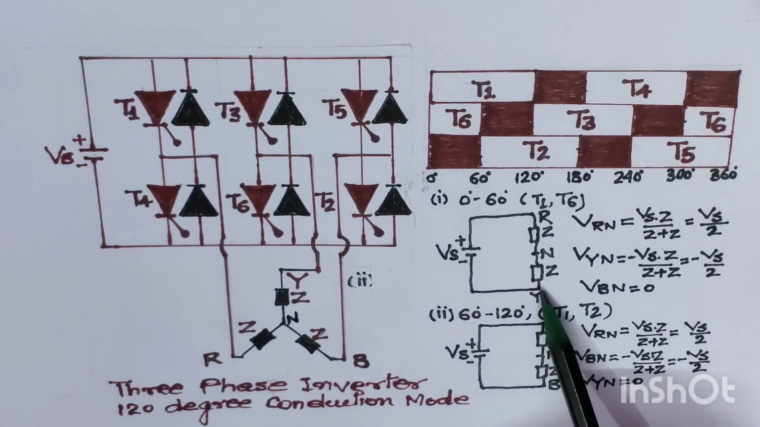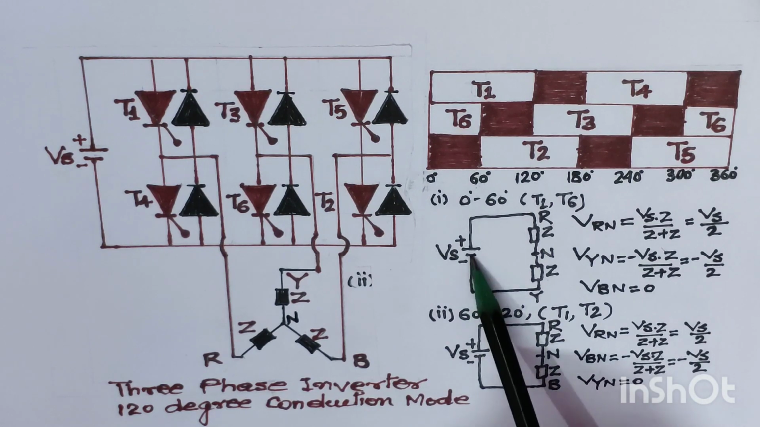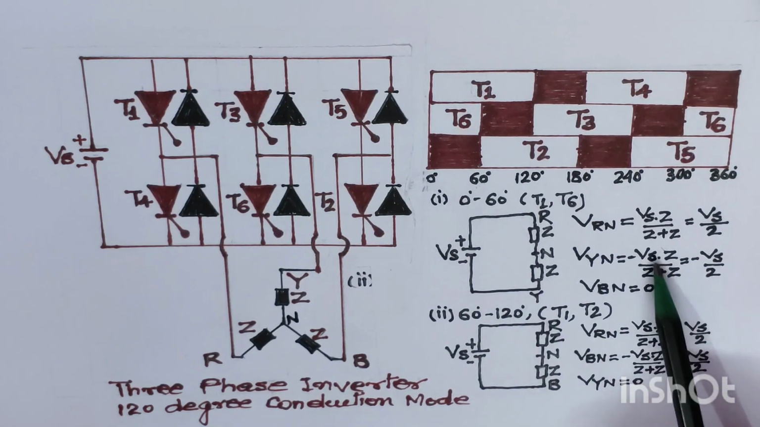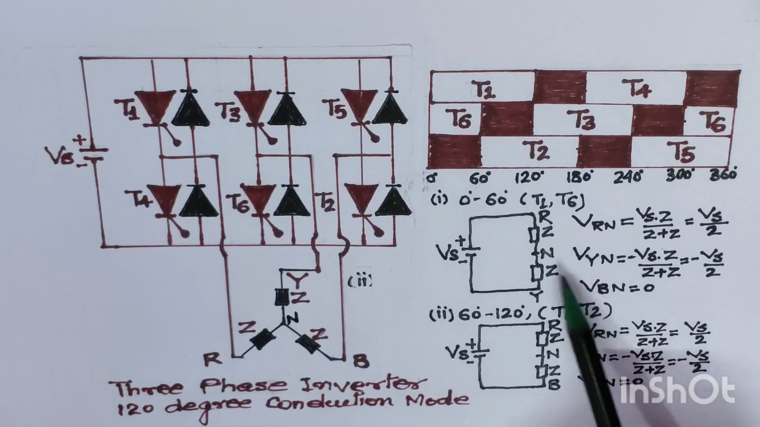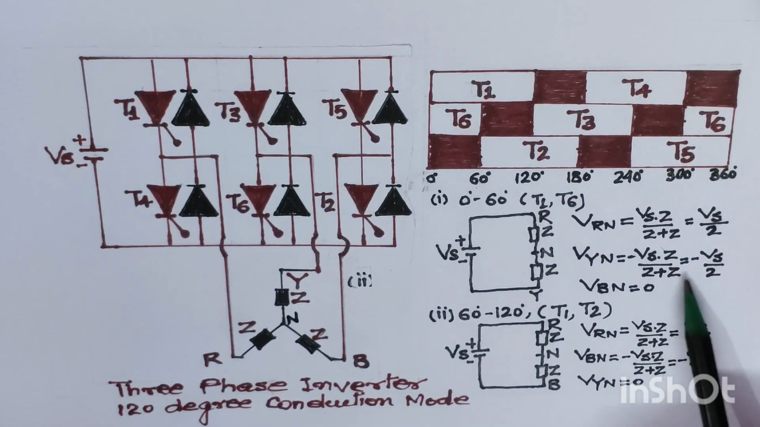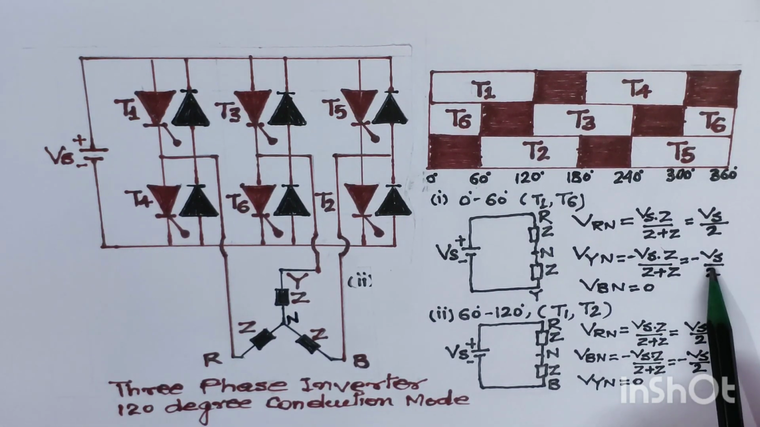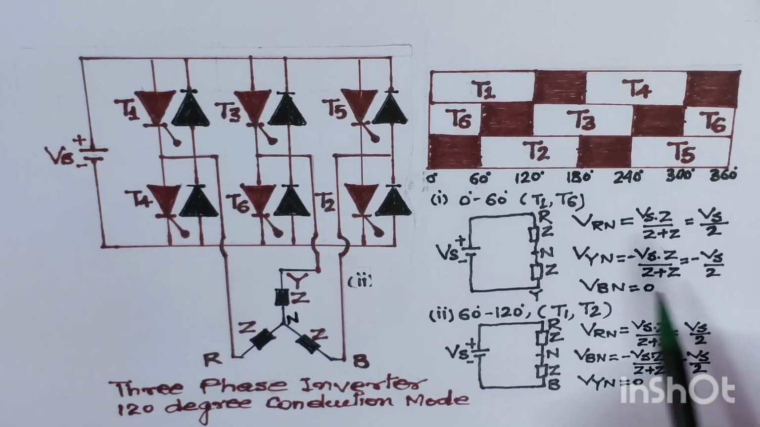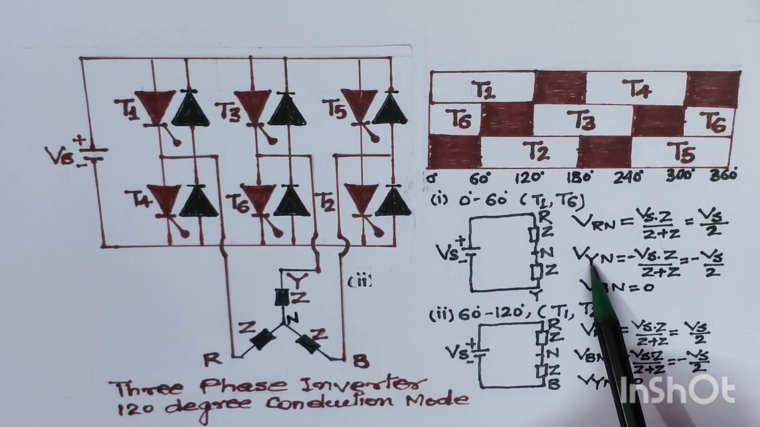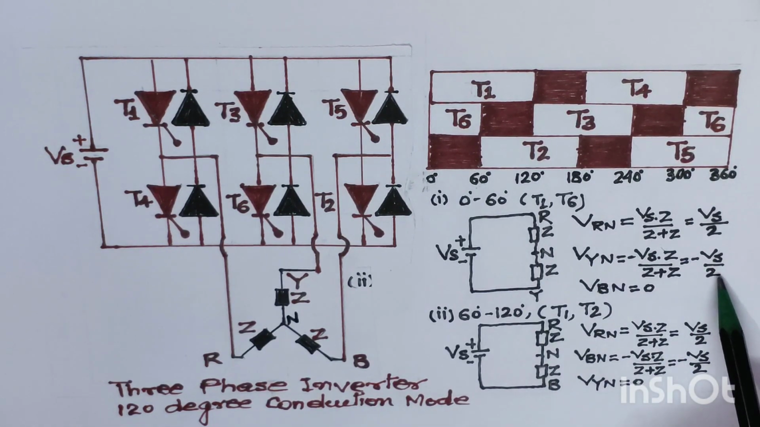Now we will calculate the VYN, that is phase Y to neutral voltage. In a similar way we will calculate VY1, but in this case Y phase is connected towards the negative terminal of the battery. So we will write here minus Vs into Z upon Z plus Z upon Z plus Z, having a voltage divider rule. If we solve this, it comes out to be minus Vs by 2. It means the voltage between Y phase and neutral, that is VYN, is equal to minus Vs by 2.